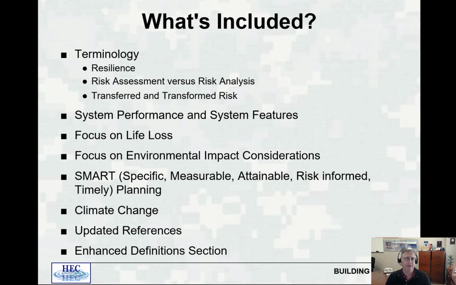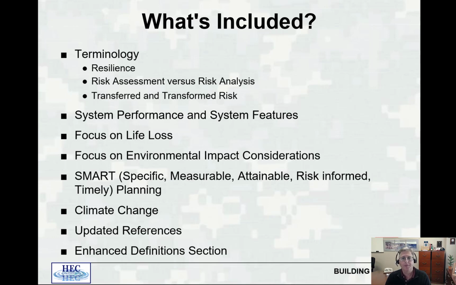So what's included in the latest version of the ER? First, there's terminology like resilience, which actually has two different definitions in this presentation. Formerly, resilience was not a term that you would use when you were formulating a project. Now it is. Risk assessments versus risk analysis. Risk analysis was a term used by many for a lot of different reasons. And so instead of calling the analysis part of a risk process risk analysis, we now call them risk assessments. And we'll talk a little bit more about that in some subsequent slides.